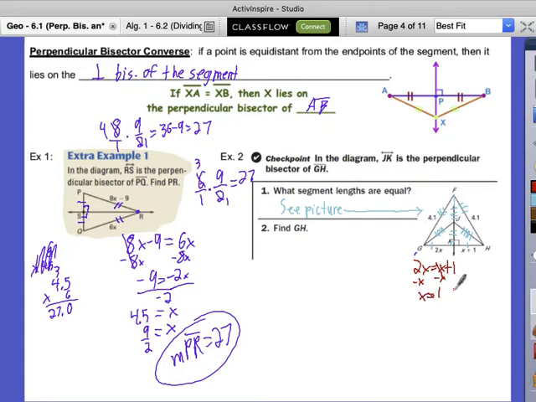Okay? So what do you have to plug it into in order to find GH? You have to plug it into GK and KH, right? Now, could you technically plug it into 1 and double it? Yeah. But could you check it works by plugging it into both? Yeah, okay. 2 times 1 is 2. 1 plus 1 is 2. So what's the measure of GH? 4.